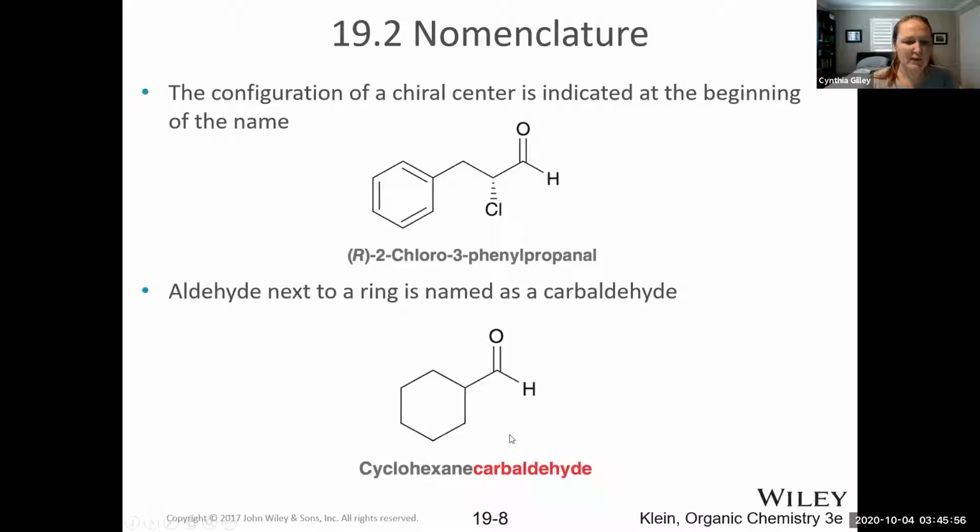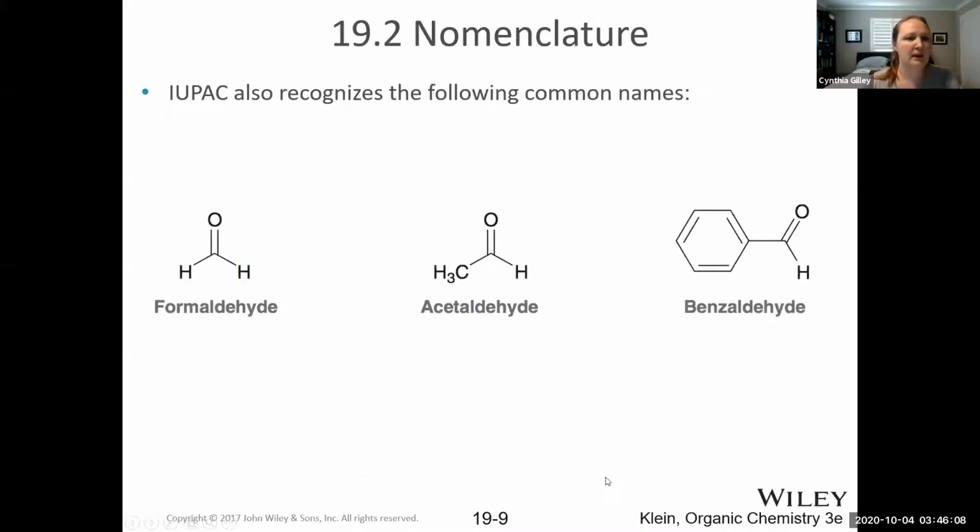When the aldehyde group is directly attached to a ring, we name the aldehyde group just carbaldehyde. So it becomes cyclohexanecarbaldehyde, in this case. There are a few common names that IUPAC recognizes for simple aldehydes. For example, formaldehyde. The IUPAC name for this would be methanal, but more commonly it's called formaldehyde.